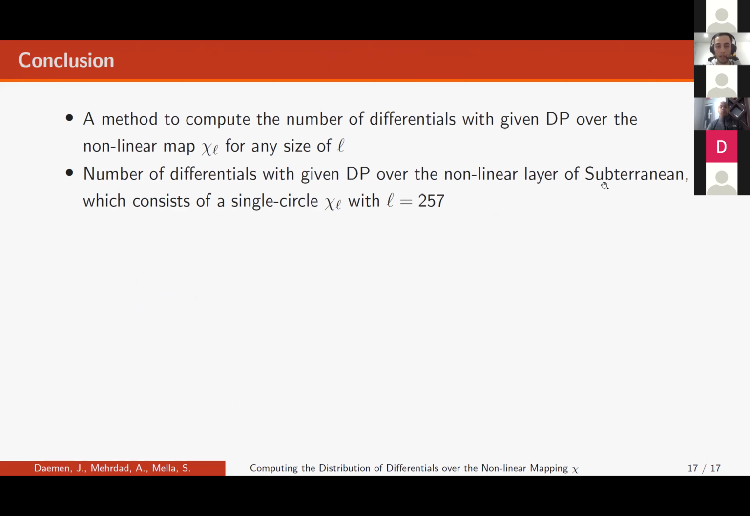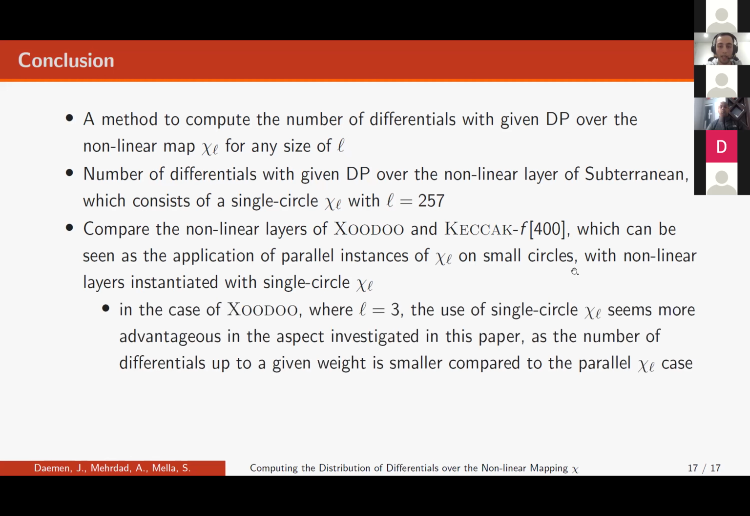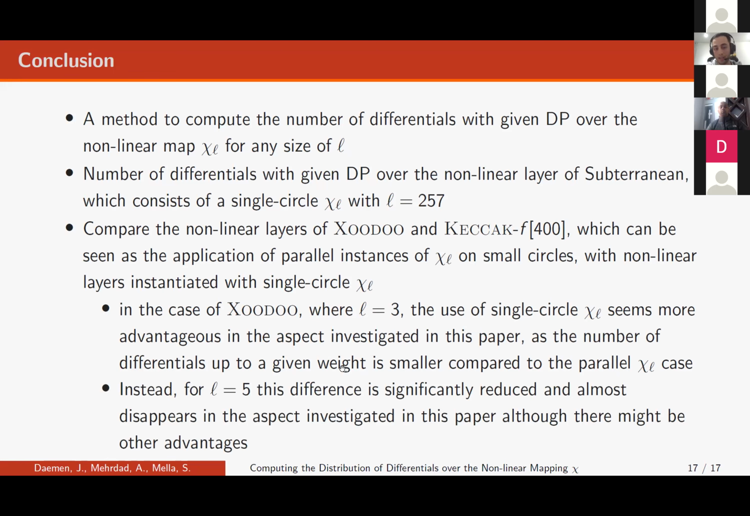And we also have a comparison between the nonlinear layer of Xoodoo and Keccak with their alternative nonlinear layer. And we concluded that in case of Xoodoo, if we have a single cycle, then the advantage in the aspect of this paper is that the number of differentials is lower than the original chi layer. And for Keccak, this advantage was just negligible.